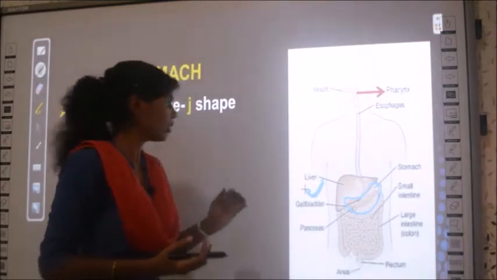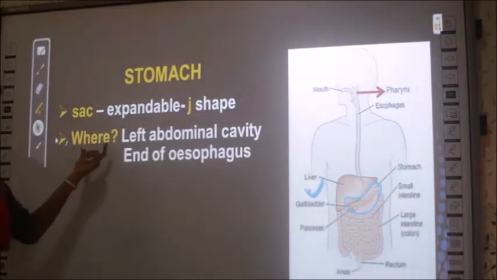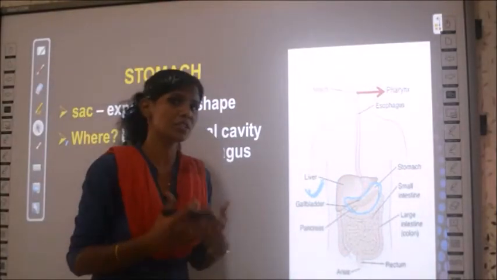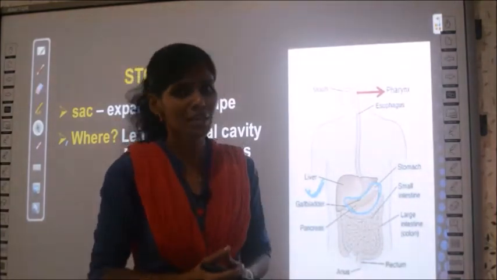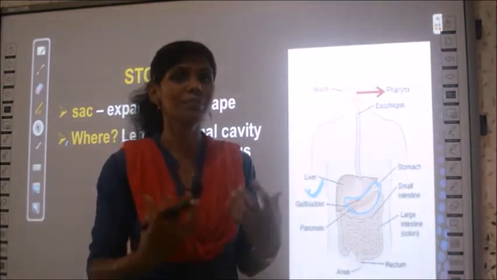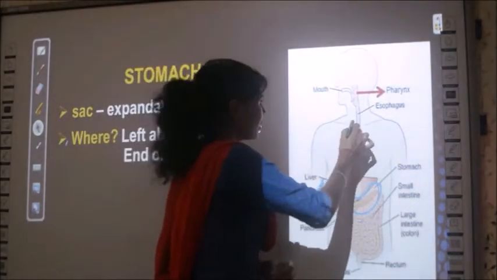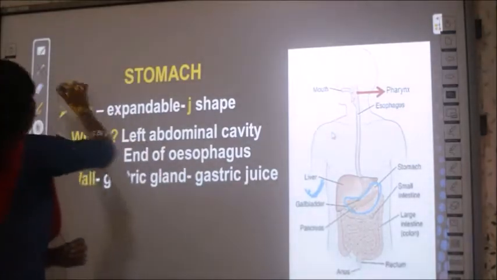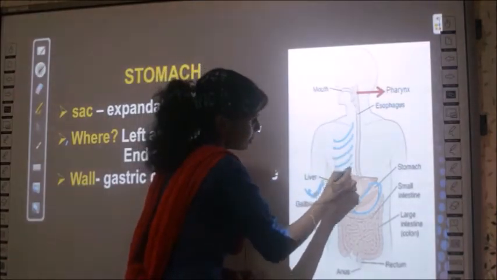Then what else do you know about the stomach? You should know where it is. Okay, where is the stomach? It is in the abdominal cavity. What is the abdominal cavity? Where is your abdomen? See, actually in your chest region you have ribs. Do you know that? The chest region will have ribs like this on both sides. You will have ribs, right?